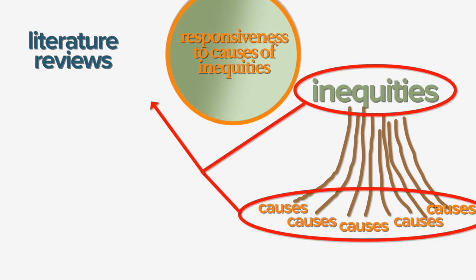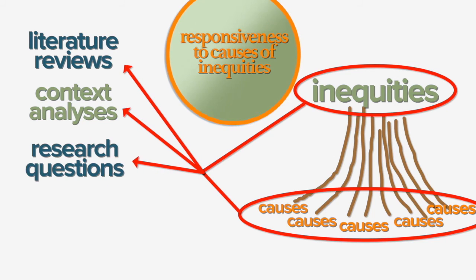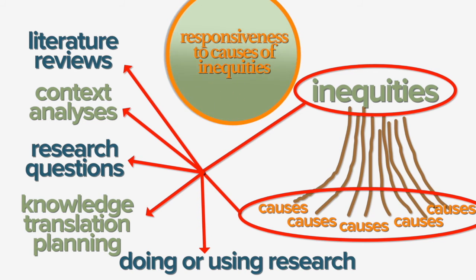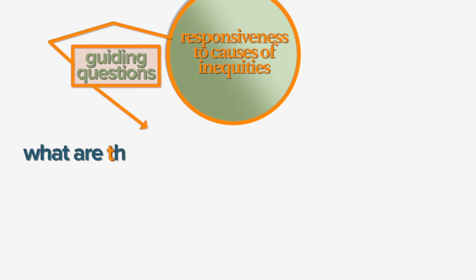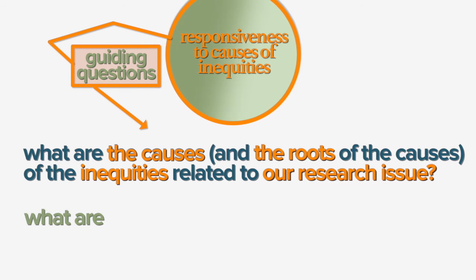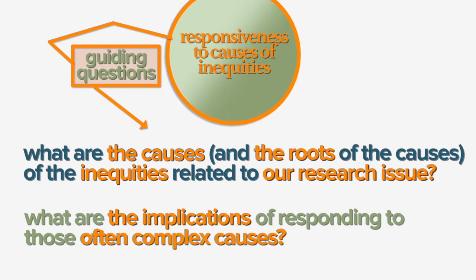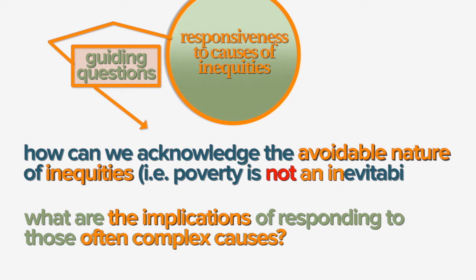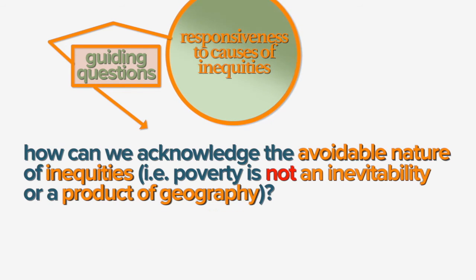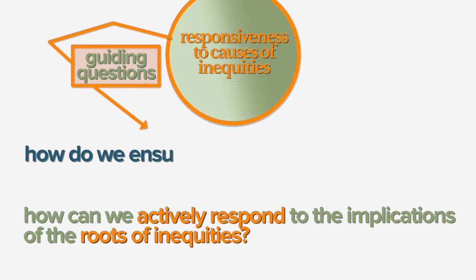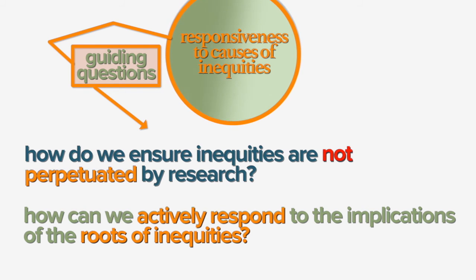their causes as part of our literature reviews, context analyses, research questions, knowledge translation planning, or other aspects of doing or using research. The questions we must ask ourselves focus on the roots of inequities. What are the causes and the roots of the causes of the inequities related to our research issue? What are the implications of responding to those often complex causes? How can we acknowledge the avoidable nature of inequities? That is, poverty is not an inevitability or a product of geography. How can we actively respond to the implications of the roots of inequities? And how do we ensure inequities are not perpetuated by research?